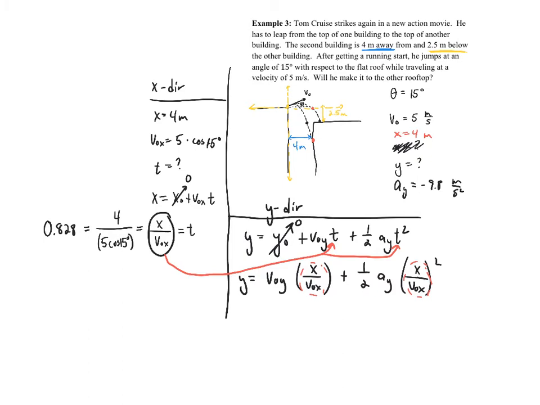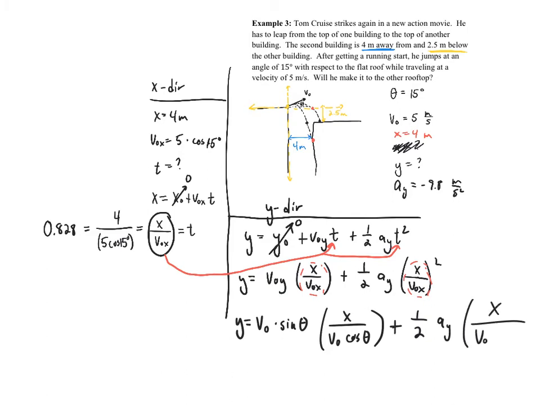But this problem is Tom Cruise jumping at an angle. So the angle is what gives us a vertical component of velocity for this problem. So what is v0y? Well, it's the same thing as v0x, except instead of cosine, what do I use? I use the other trig function, sine. So this becomes really v0 times sine of theta. Then again, it's going to be times x over v0 times cosine of theta. And this is 1/2 ay, and this is, again, really v0 cosine theta, and that whole thing is squared.